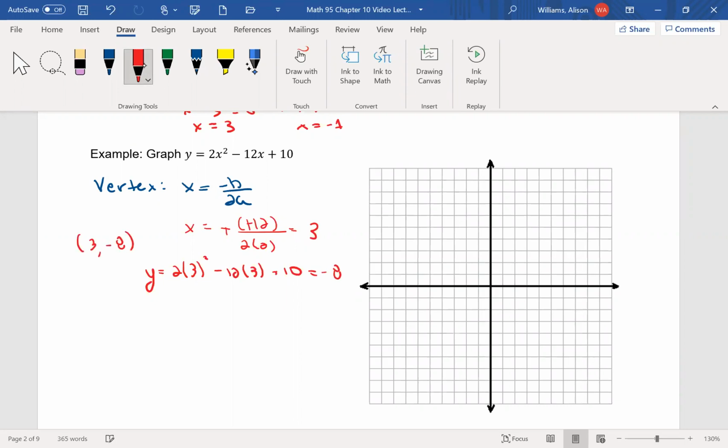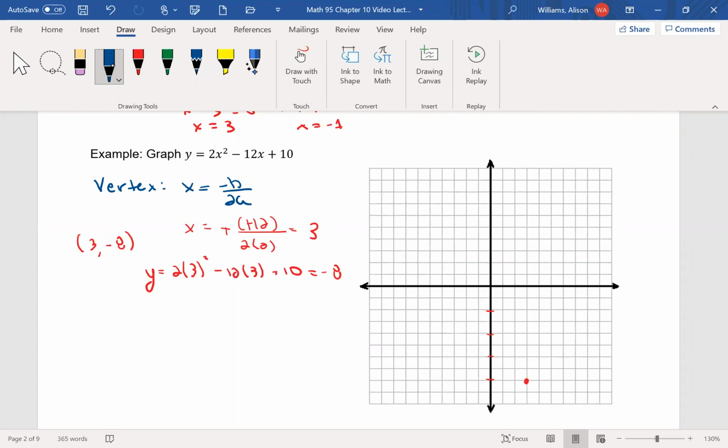3, -8. 1, 2, 3, and then -8 should be here. Let's see, 2, 4, 6, 8. Yeah, okay. Kind of hard to tell. So these are 10 by 10 grids, which is helpful. Anything bigger than that, I tend to try to pick something else if I can. But because we're using these formulas, they tend to be nicer numbers for us. Not always, but they tend to be.